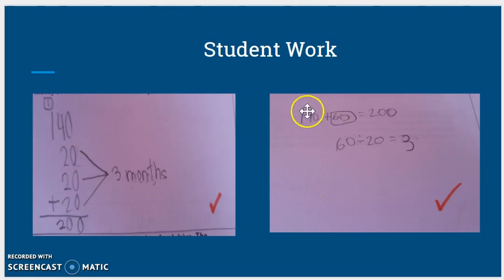The second student wrote an equation with a missing number. So the student did 140 plus blank equals 200. He knew that would be 60, so he wrote in 60, and then what he did to find the number of months is divide by the number of stamps you collect each month. So 60 divided by 20, which is 3. So both got 3 months.